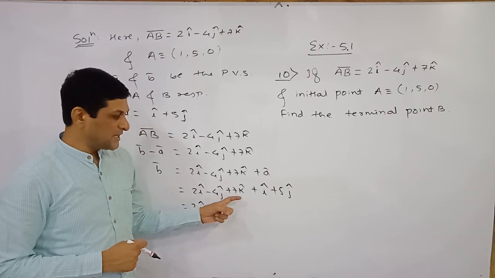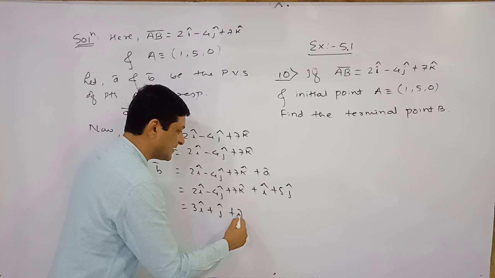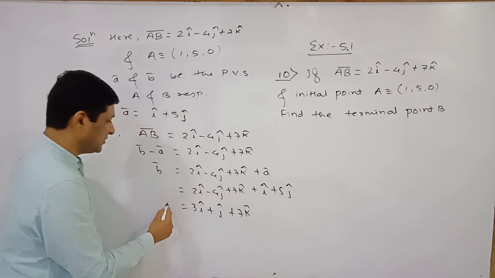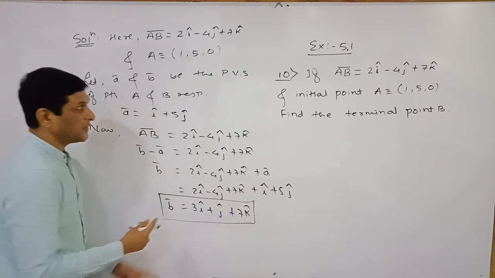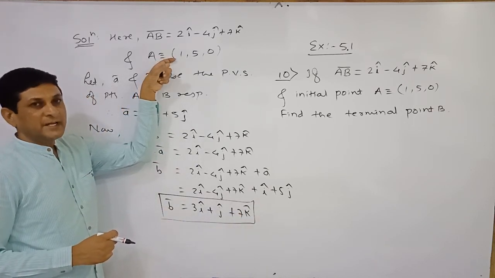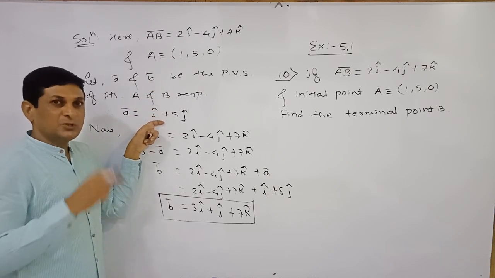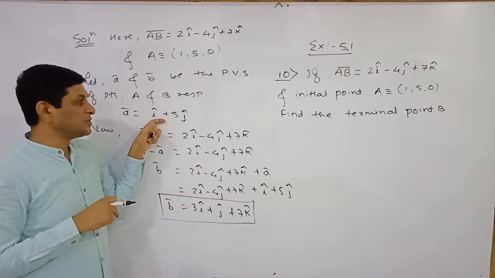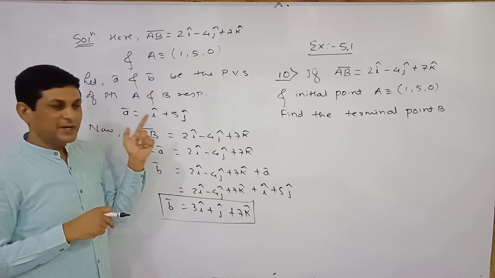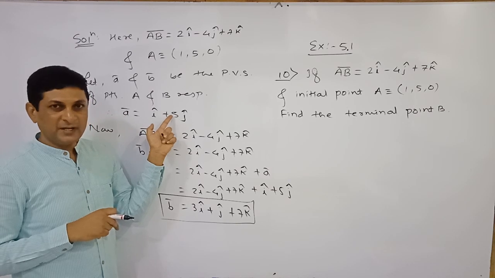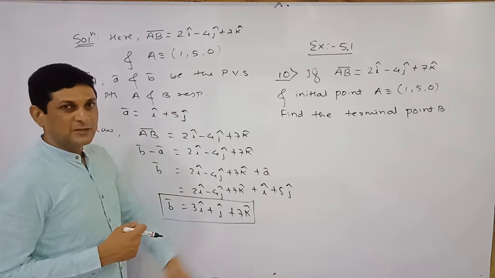Lastly, collect the terms of k cap. How many terms of k cap are there? Only one term, plus 7k cap. In this way we have got the value of B bar. B bar is nothing but the position vector of point B. If the coordinate of a point is given to us, we can define its position vector, or if the position vector is known, from it we can find the coordinates. The coefficient of i cap is the x coordinate, the coefficient of j cap is the y coordinate, and the coefficient of k cap is the z coordinate. So the position vector of point B is known to us.